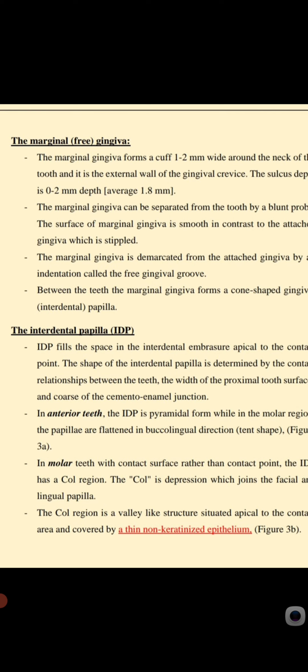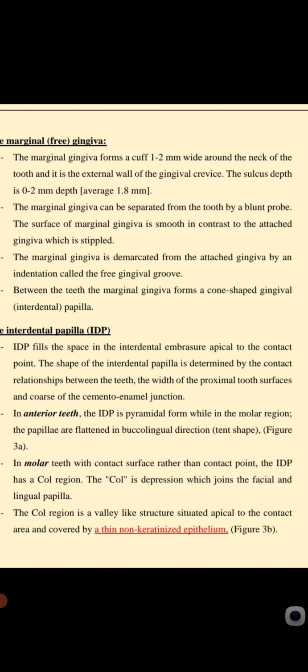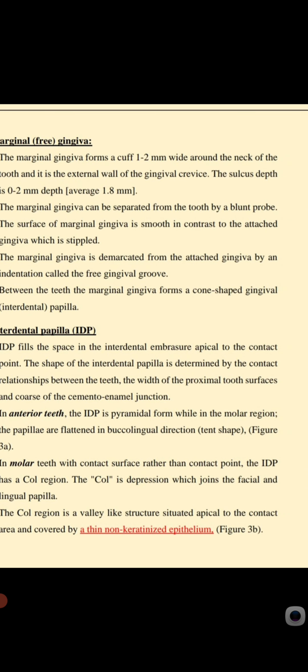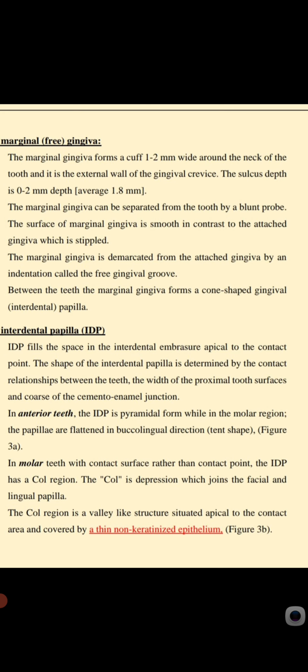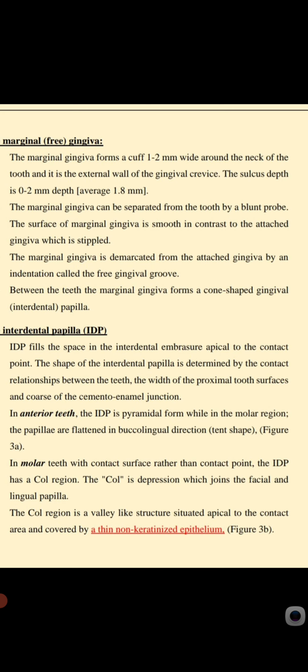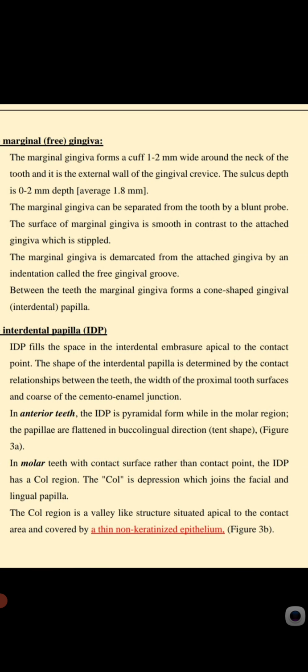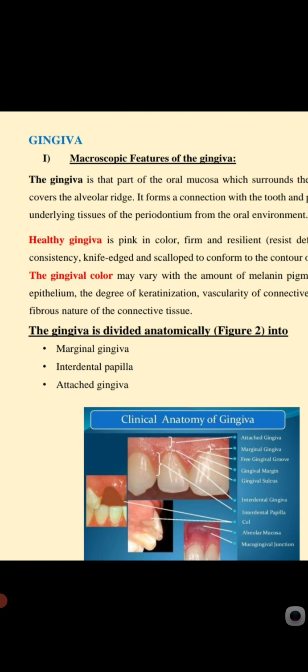Now come to the interdental papilla. Interdental papilla fills the space in the interdental embrasure apical to the contact point. The shape of the interdental papilla is determined by the contact relationship between the teeth, the width of the proximal tooth surfaces, and the course of the cemento-enamel junction. In anterior teeth, the interdental papilla is pyramidal in form, remember, for MCQs. While in the molar region, the papilla is flattened in buccolingual direction, meaning tent shape, also known as col shape.